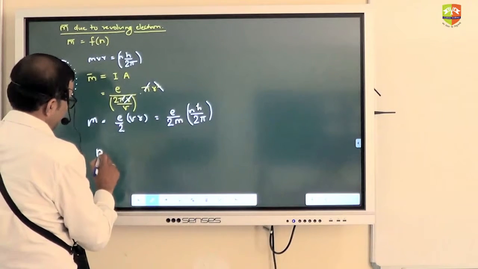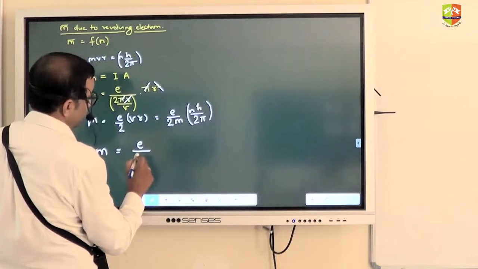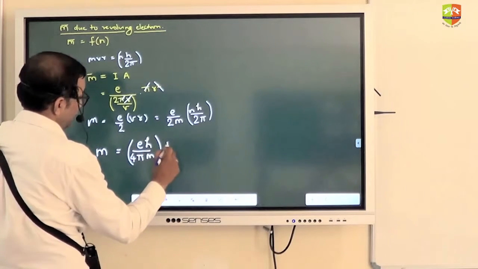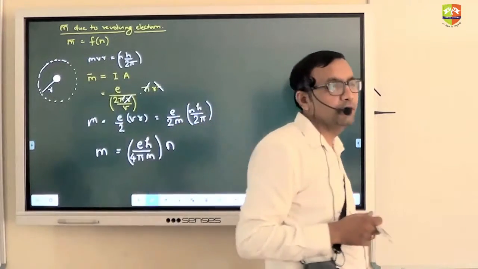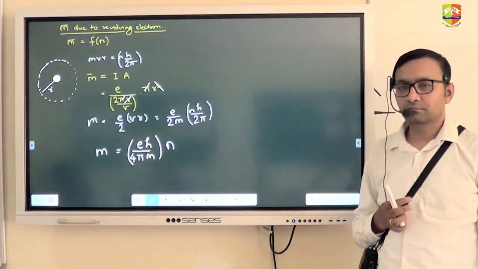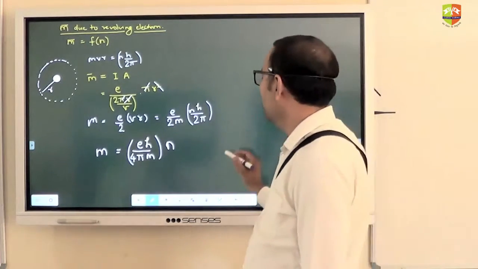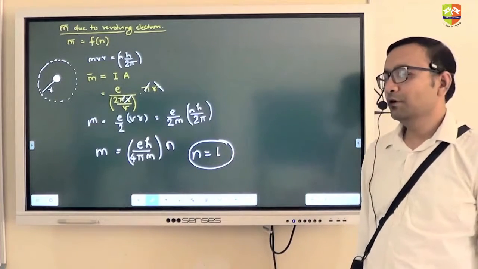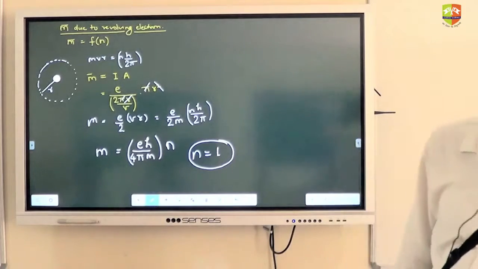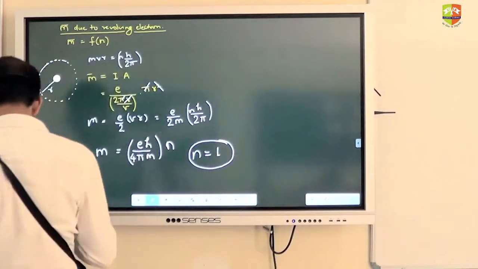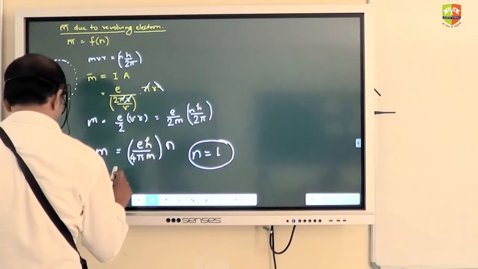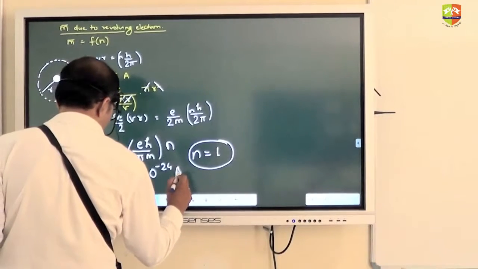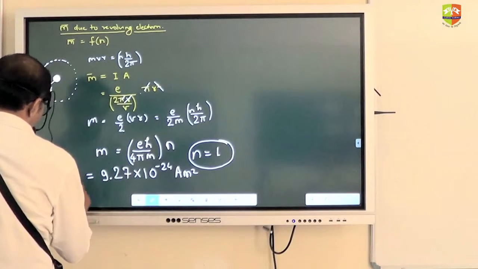So the moment is equal to e divided by 4 pi m times h, into the principal quantum number n. Even the magnetic dipole moment is quantized. Understood? And when you put n equal to 1, you are finding the smallest possible magnetic dipole moment, which is called the magneton. Its value is 9.27 into 10 to the power minus 24 ampere meter square. This is one magneton.